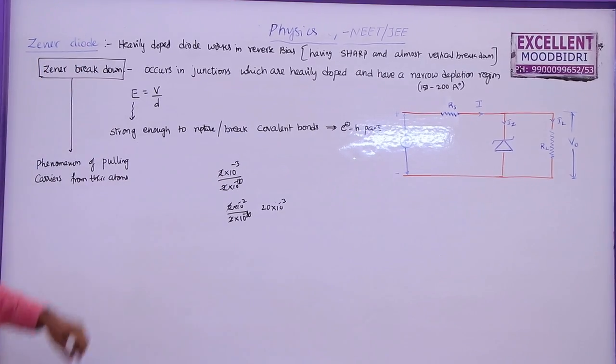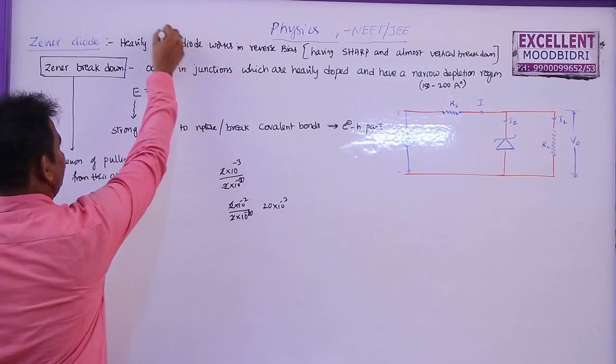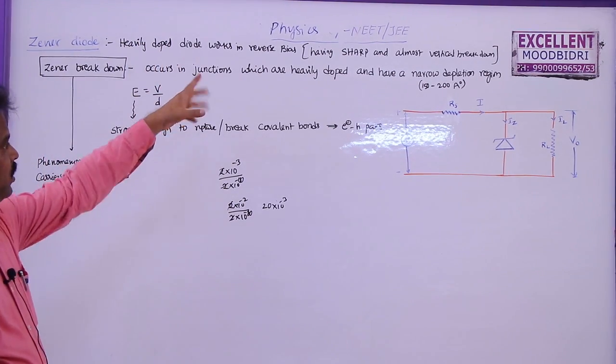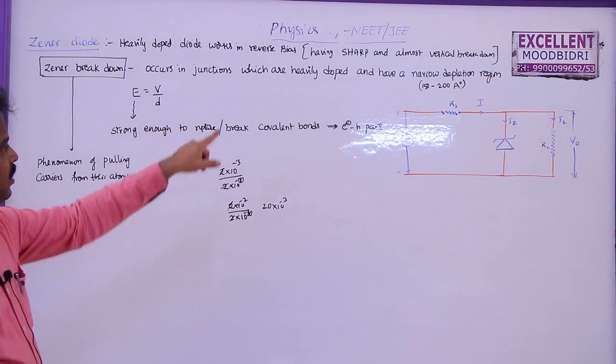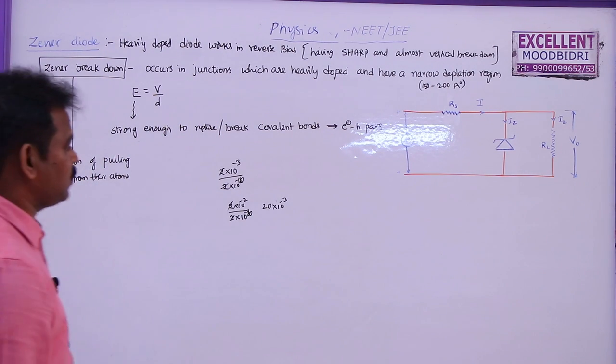Zener diode. What is this Zener diode? This is also a diode which is heavily doped, and works only in the reverse bias. So here it will have a sharp and almost vertical breakdown. So what is this vertical breakdown?